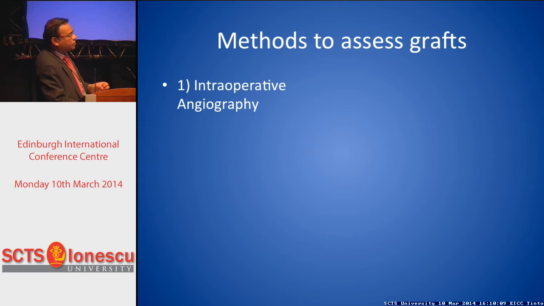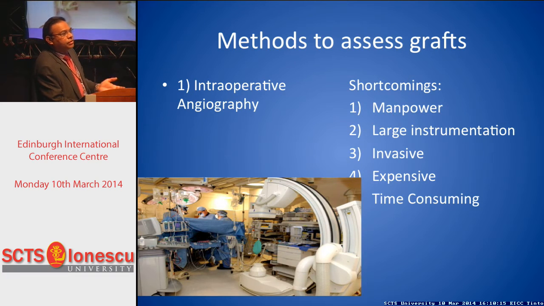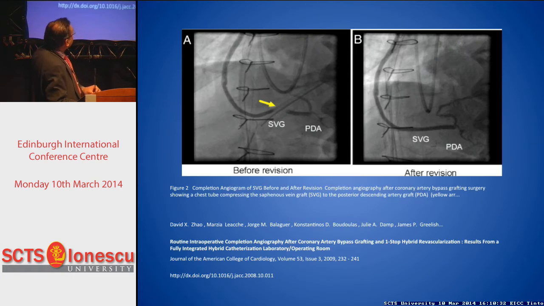Intraoperative angiography has been considered the gold standard in the past. However, it is not a technique that can be recommended for every patient in every operation theater because of the shortcomings it has. It requires complex instrumentation, is very expensive, is very invasive. It requires catheterization and injection of iodine contrast, and it is time consuming. On the other hand, the pictures that we get from intraoperative angiography are very good.